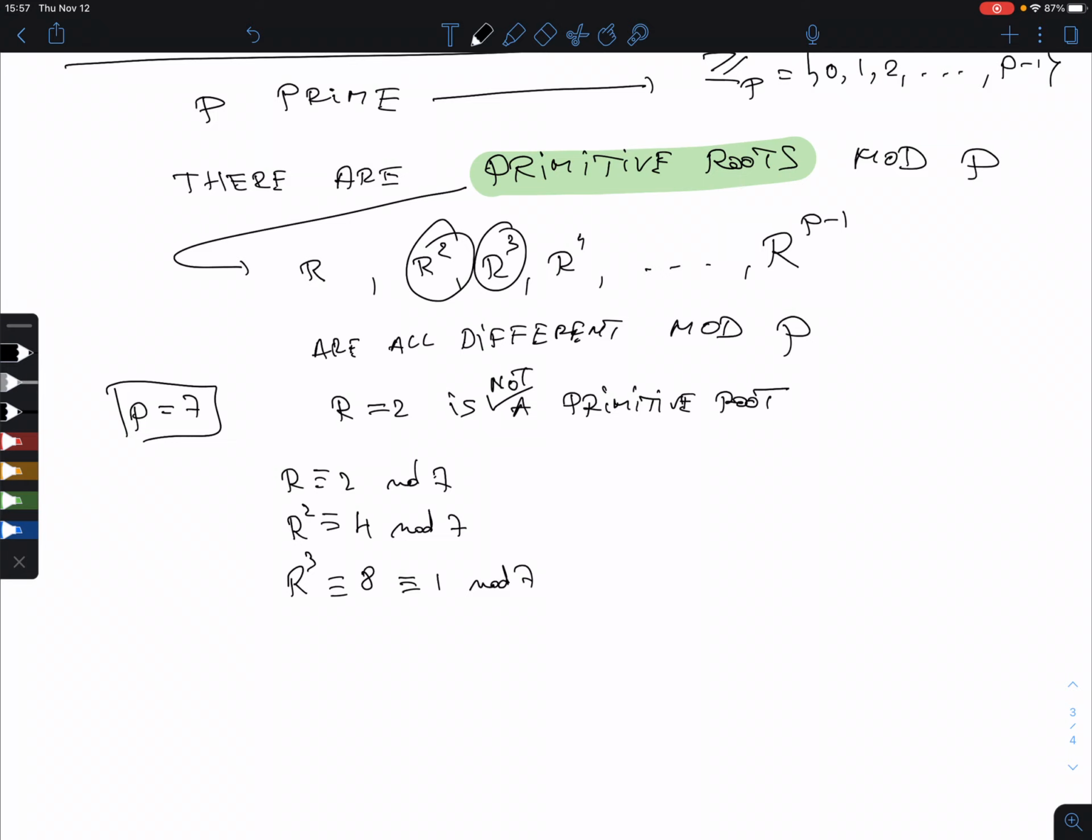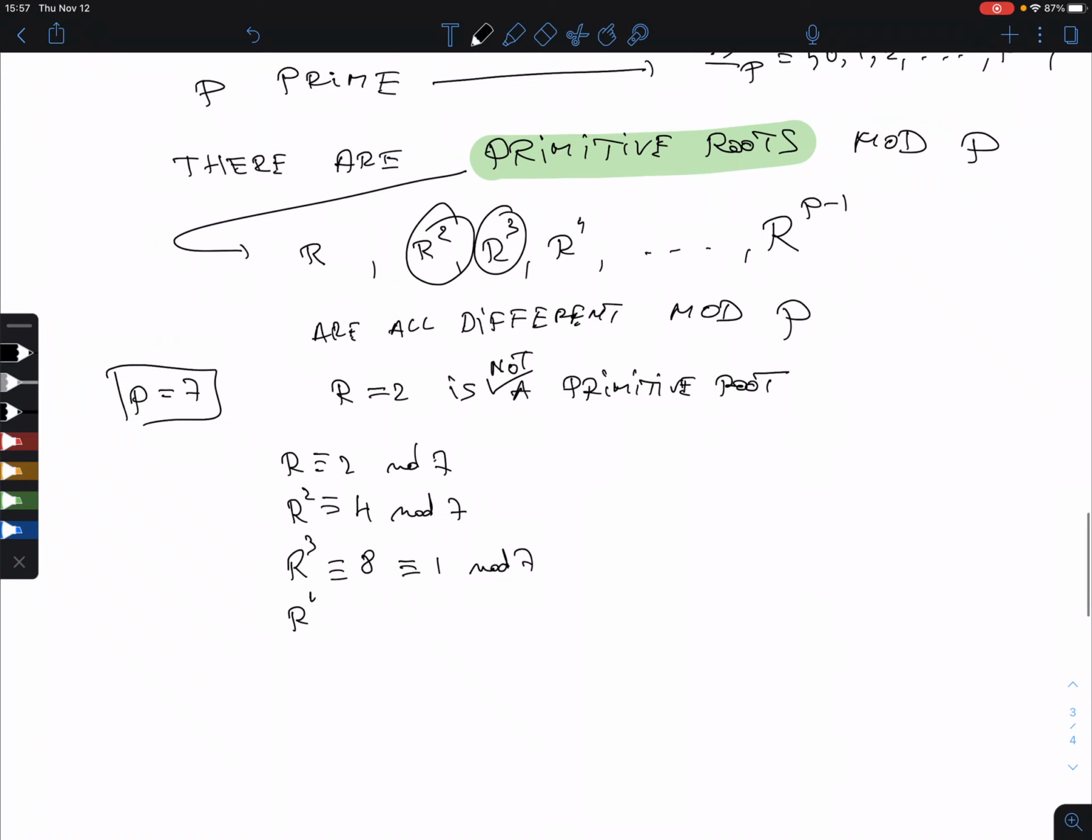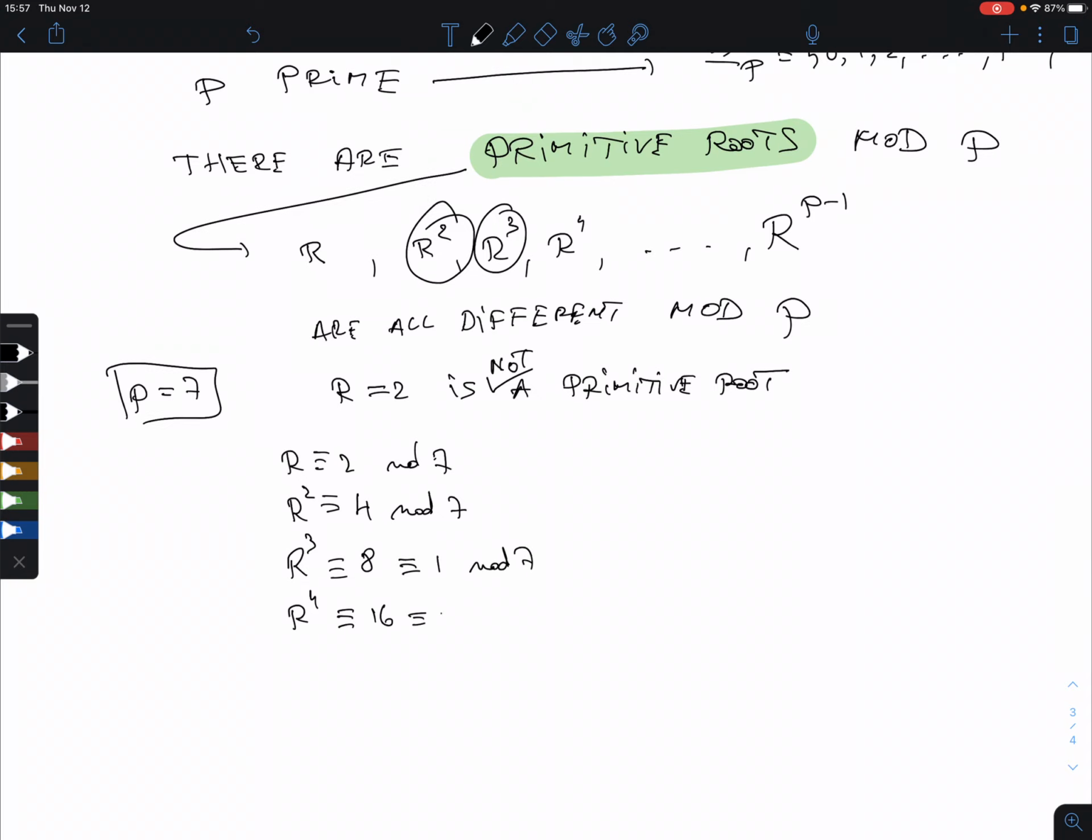I know this now already because look, what is R to the 4th going to be? Well, that's 16. Okay, 16 is equivalent to 2 mod 7. Notice here, let's make it in red, these two powers are the same, and they're supposed to be different, right? I said all the powers up to the 6th power should all be different. So this is, sorry, a little bit my mistake.